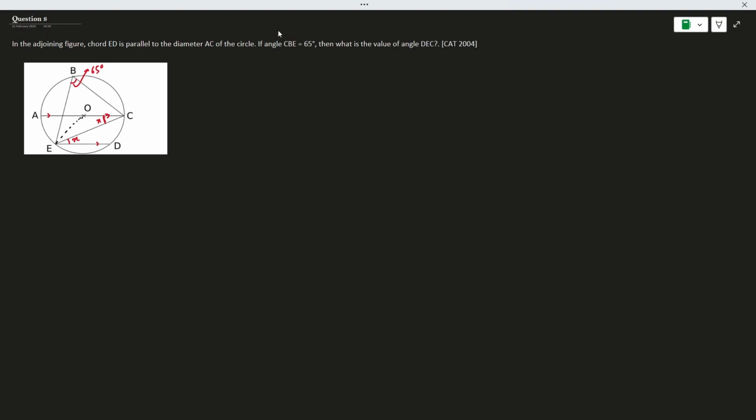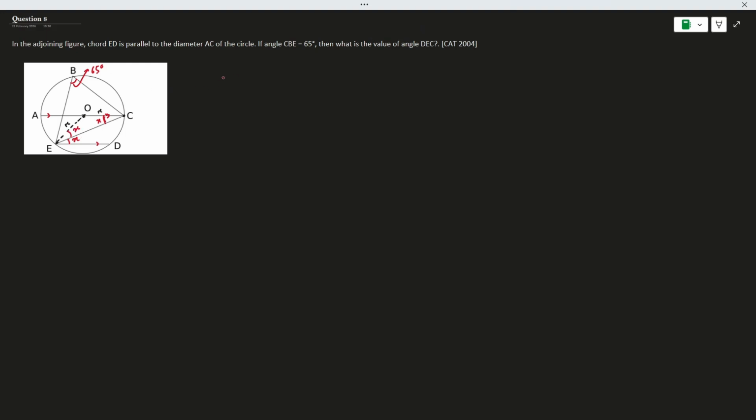Now OE will be the radius of the circle, right? And OC is also the radius, right? If this is the center, OC and OE are the radii of the same circle, so they are equal. If two sides of a triangle are equal, then the angles opposite to them are also equal. Okay, that means this angle will also be X.